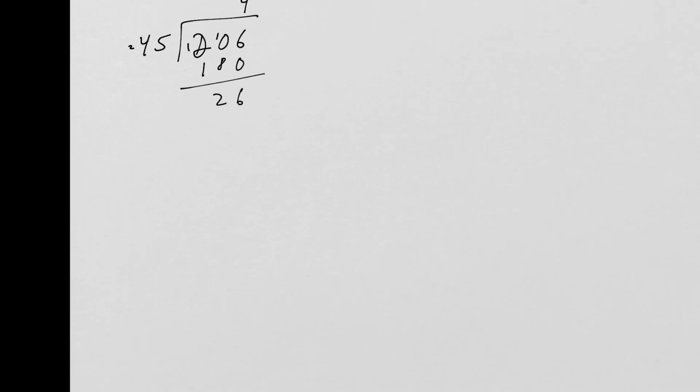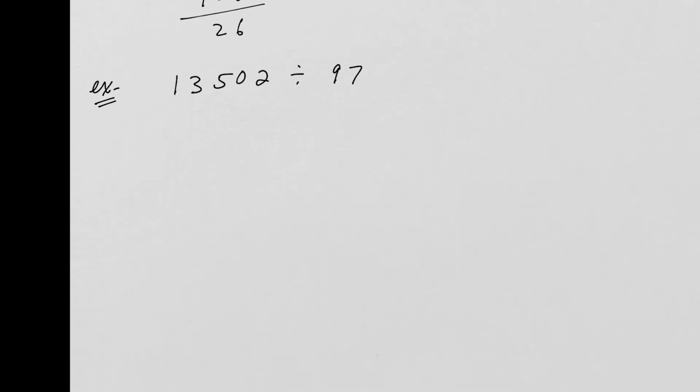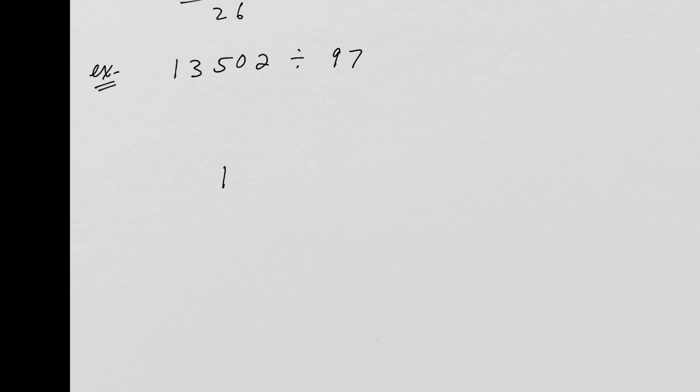Okay, here's another one. Let's say I want to divide 13,502 divided by 97. Okay, so I'll write it out here as a long division problem. Okay, so now I ask myself, does 97 go into 13? No, I need to include the next digit. So does 97 go into 135? Yes, and I guess it only goes in once, right? Because 2 times would be almost 200, so this would be just once.